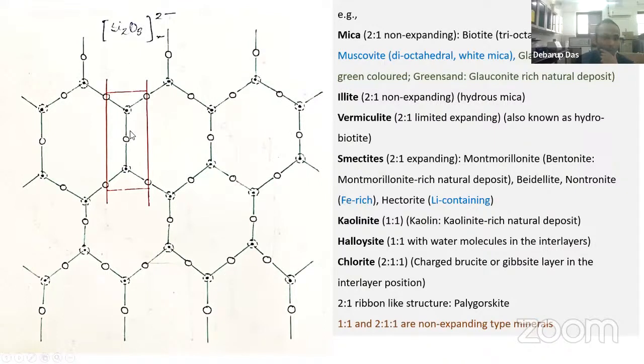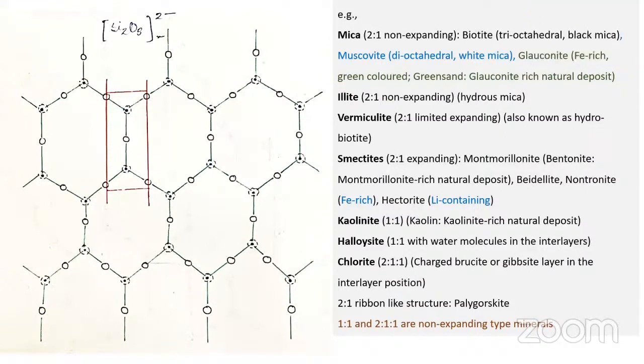Si2O5. Si2O, 1, 2, 3, 4, 5, Si2O5, n. Why n? This may end in any direction, anywhere in A and B direction, but in C direction, it will end at a particular distance. So n means this Si2O5 just expands in X direction and in Y direction. Here, what is the sharing of oxygens?